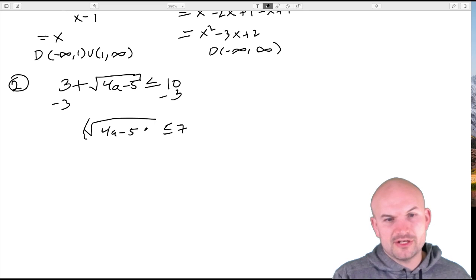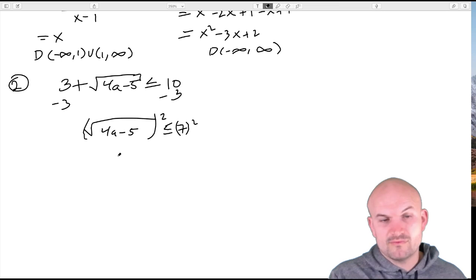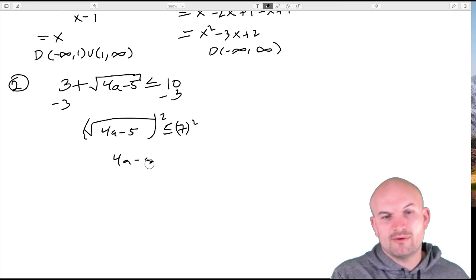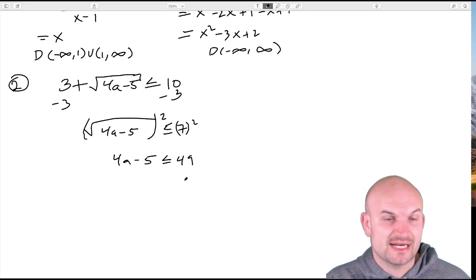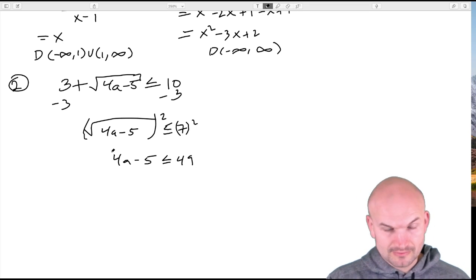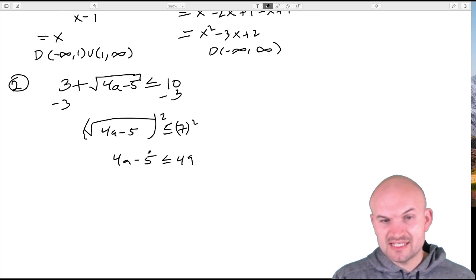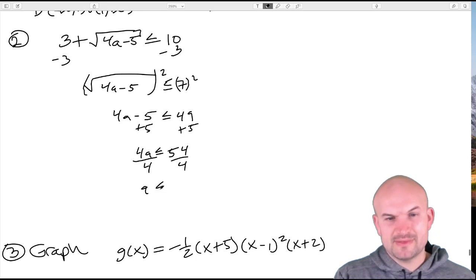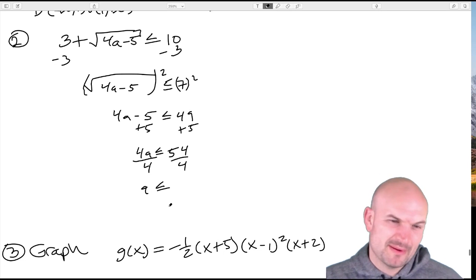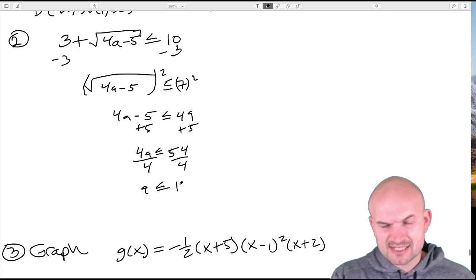All right, now the next thing I need to do is square both sides to get rid of the square root. Now we have to be careful when we square both sides. We're going to want to make sure that we check our answer so it does not include any extraneous solutions in this case. But for right now, I have 4a minus 5, so I'm just going to solve for a here. So I have 4a is going to be less than or equal to 54. Divide by 4, and you can say a is going to be less than or equal to, let's see, 54 divided by 2 is 27. So let's just write this as like 13.5.